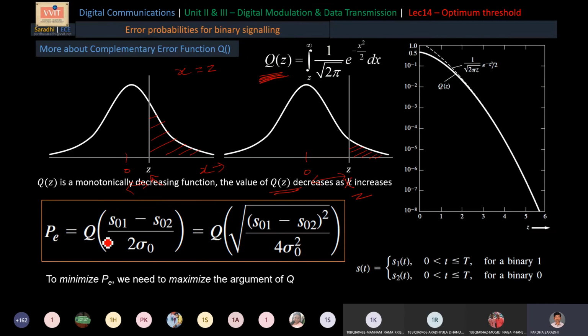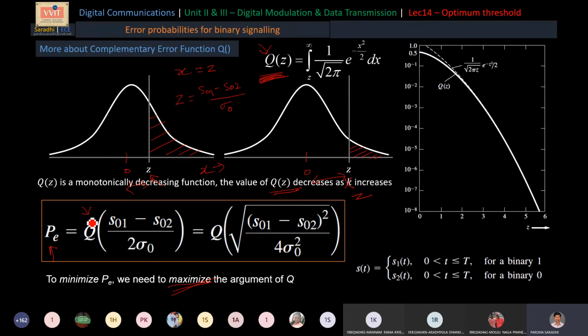We have the probability of error expression in terms of that complementary error function. So if I want to minimize this, what am I supposed to do? The answer is there in the slide itself. If I want to minimize the probability of error, we are supposed to maximize this argument. This argument is nothing but z. What is z? z is (S01 minus S02) by sigma naught. Here you can tell immediately that as z increases, Q is decreasing. As Q decreases, the probability of error also decreases.